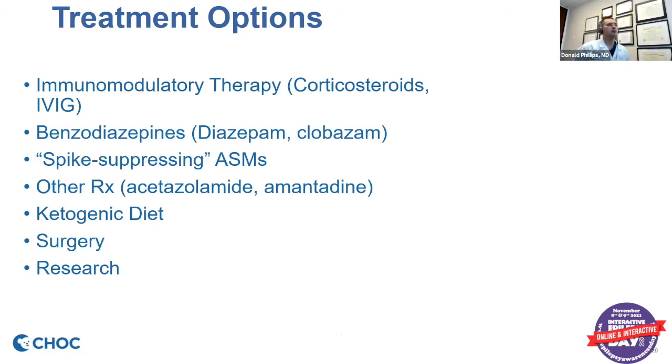So immunomodulatory therapy, especially corticosteroids, tends to be among the more effective treatment modalities. Benzodiazepines like diazepam and clobazam or Onfi are also used. We use a lot of seizure medications still, traditional seizure medications, and we use our spike suppressing seizure medications, the ones that tend to make the EEG better. Not all medications do. We're also avoiding the ones that can make this worse, principally our sodium channel blockers. There are other medications that aren't classic seizure medications, but can also work. These are like acetazolamide and amantadine. There's some evidence for ketogenic diet, surgery, and we have some research options on the horizon as well.